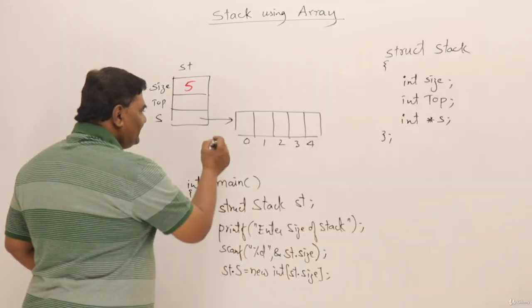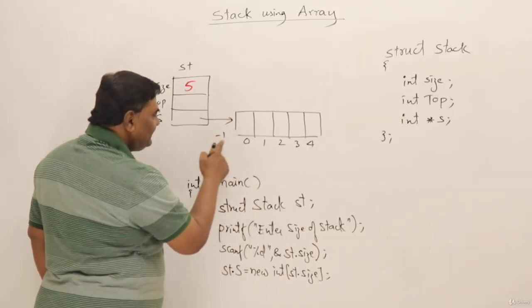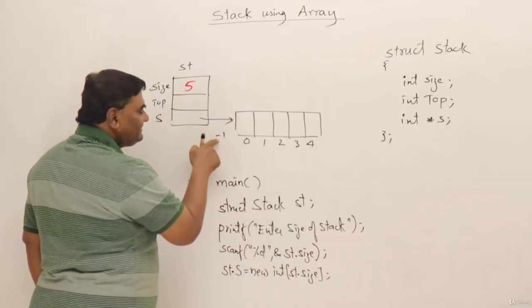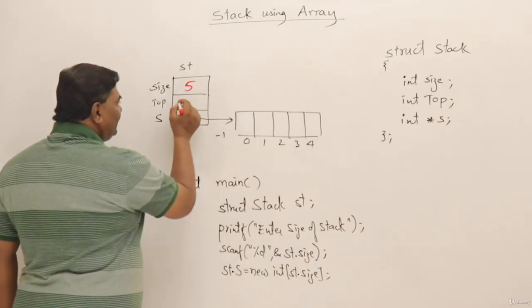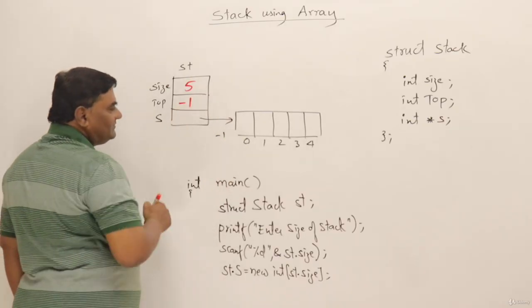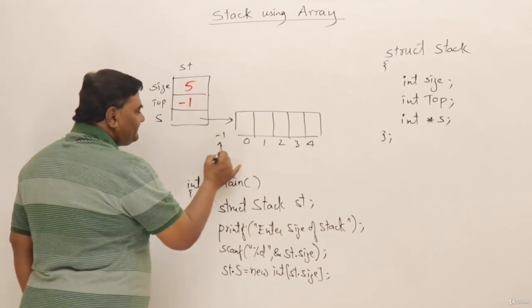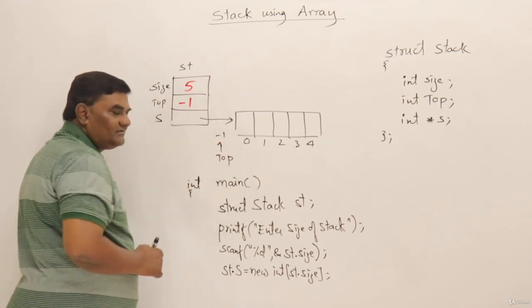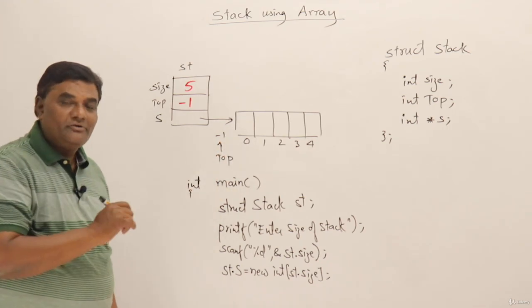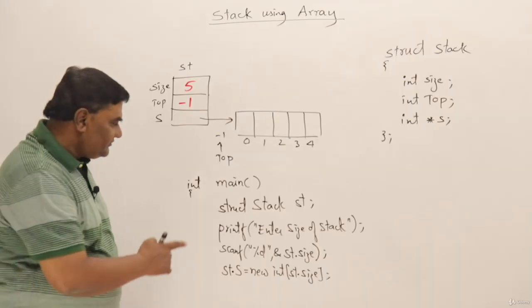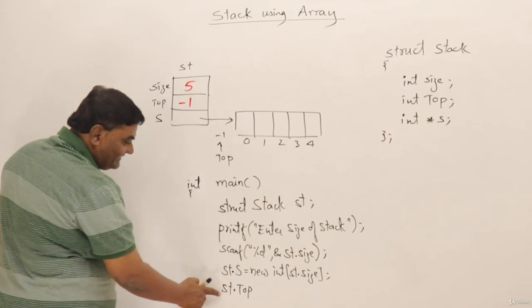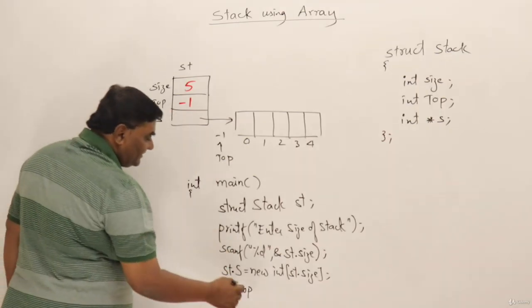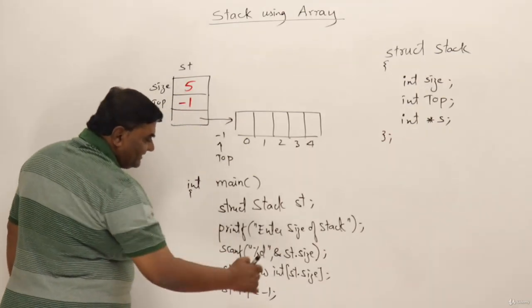So let us take one more index here. This is not there in an array, just we are labeling it as index -1. So top should be at -1. So I should initialize this top as -1. So we say that top is pointing here at -1. So initially top should point at -1. So I should write on that code. So st.top assign -1, assign with -1.